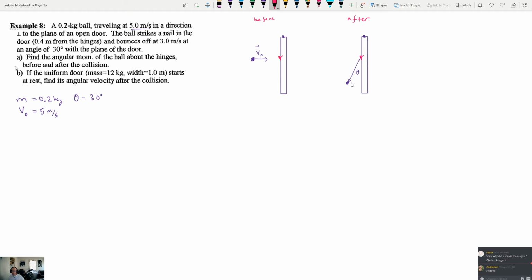Part A. Find the angular momentum of the ball about the hinges before and after the collision. Okay? So we're not using angular momentum conservation. We're just going to find the angular momentum of the ball about the hinges. All right, so let's write them directly below this. What is the angular momentum of just the ball initial going to be? mr squared. No, that's the moment of inertia.